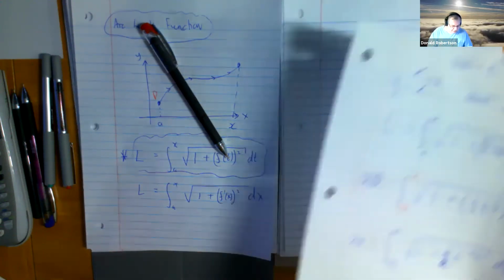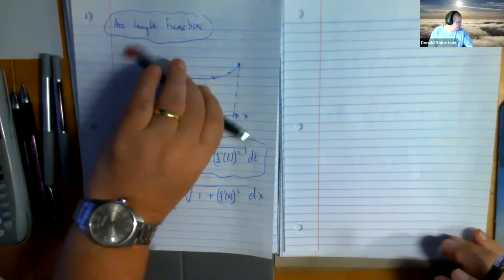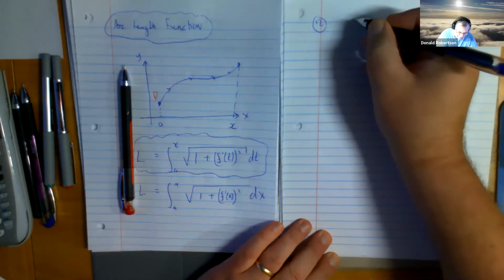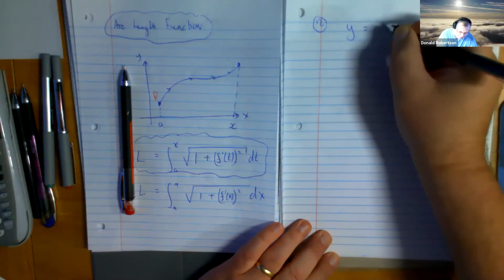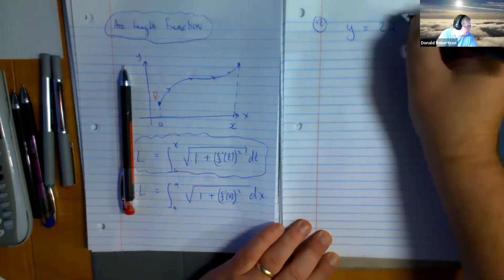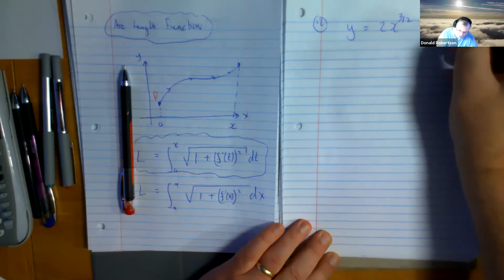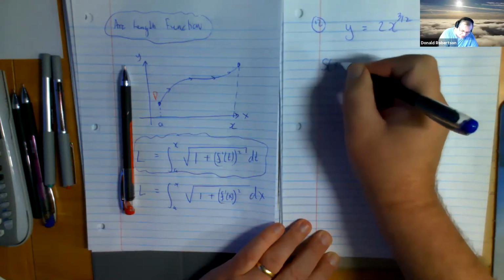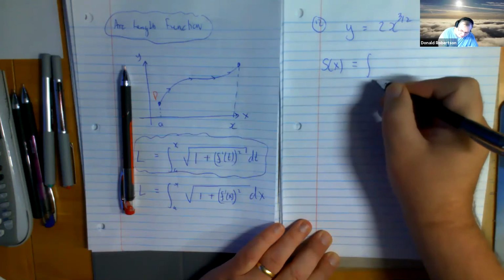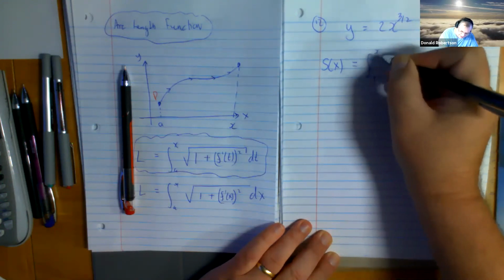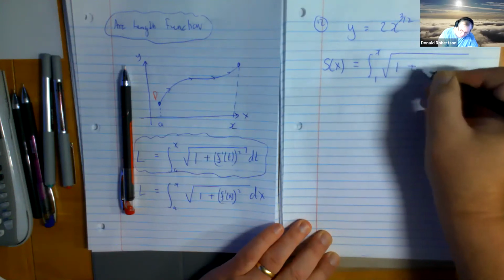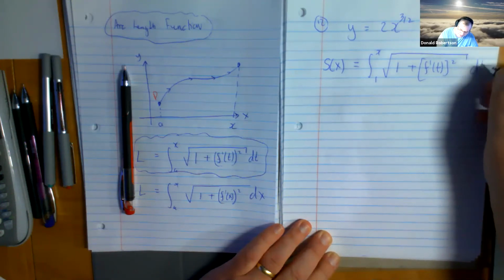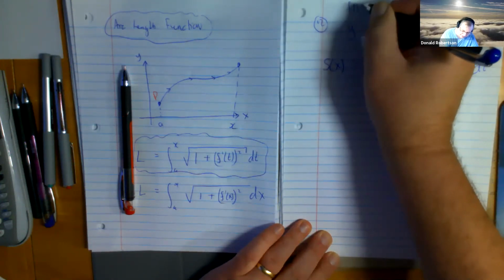So let's do one that I can take to the end. This is question 12. The function is 2x to 3/2, and the point is 1, 2. And I want to find the arc length function. So it's going to be the integral from 1 to x, the square root of 1 plus the derivative of that function squared in terms of t dt.